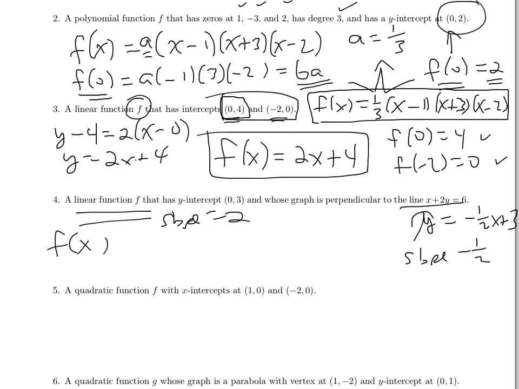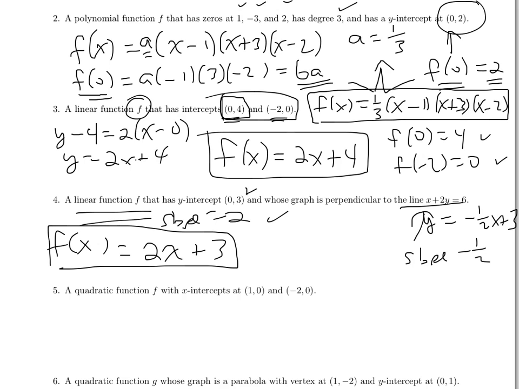Remember that the relationship between the slopes of perpendicular lines is that their slopes should be negative reciprocals of each other. And so the line that has a slope of 2 and a y-intercept of 3 is going to look like that. So that has the correct slope and goes through the point 0, 3. Easy to check that f of 0 equals 3.